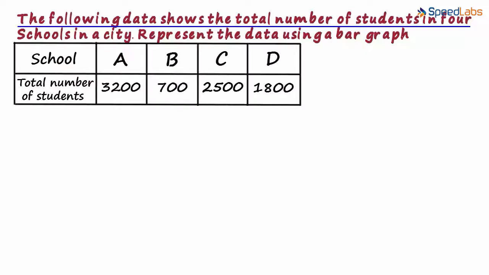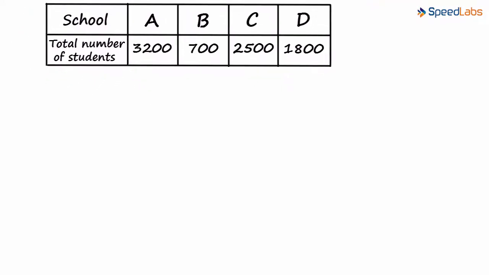The following data shows the total number of students in 4 schools in a city. Represent the data using a bar graph. 4 schools A, B, C and D, and the total number of students in each school is 3,200, 700, 2,500 and 1,800 respectively. As we always do, let's try a rough sketch first.